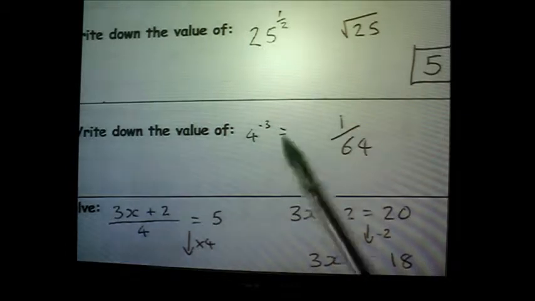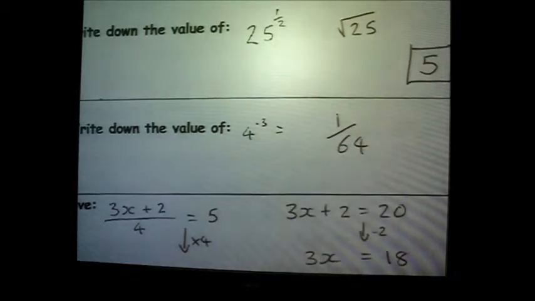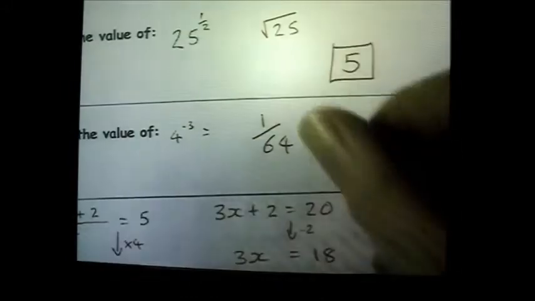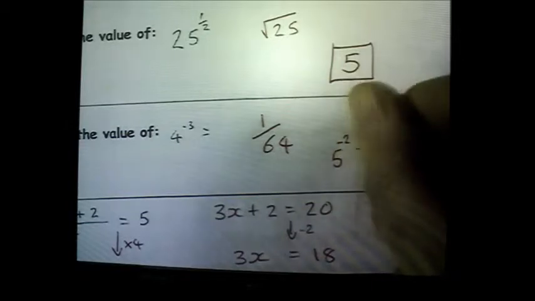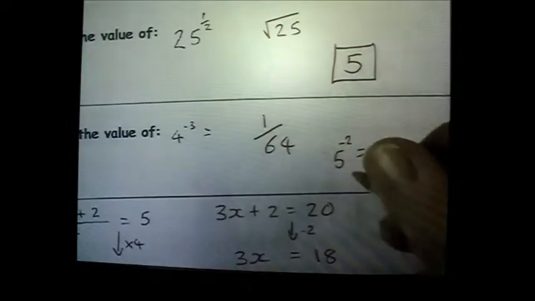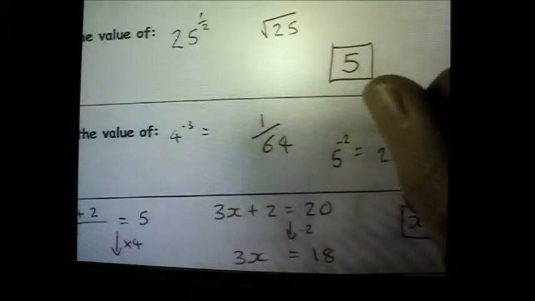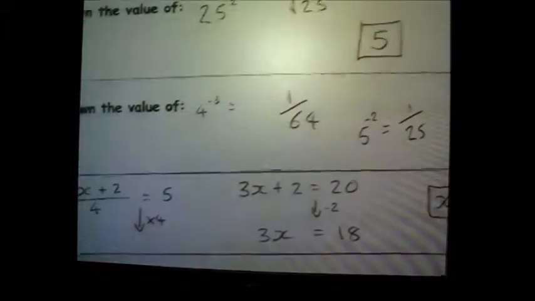That negative means you've got to write the reciprocal of it. So basically the trick is, if it's 4 to the minus 3 or whatever, work out what 4 to the 3 is, then just simply put 1 over 64. For example, I could have said, what is 5 to the negative 2? Well, if you do 5 squared is 25, but because there's a negative there, it's 1 over 25. That's all you're doing there.